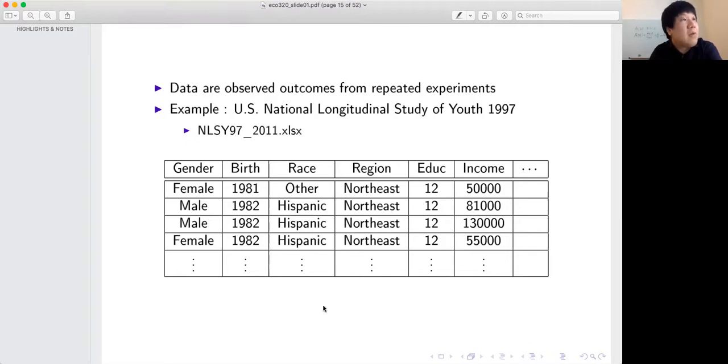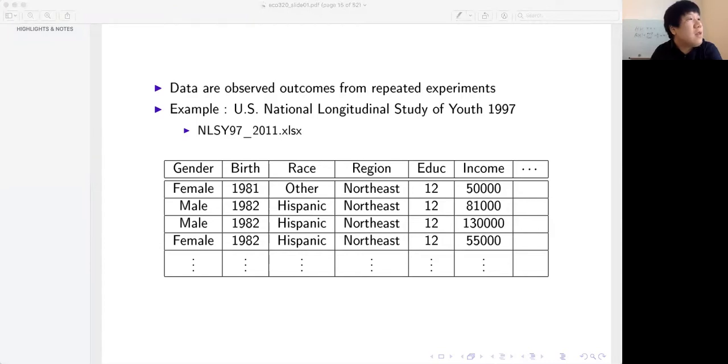I'm having a hard time finding those data sets, but let me try to find out why I cannot find it. Mm, okay, it's weird. Okay, but anyway, I'm going to share it later.